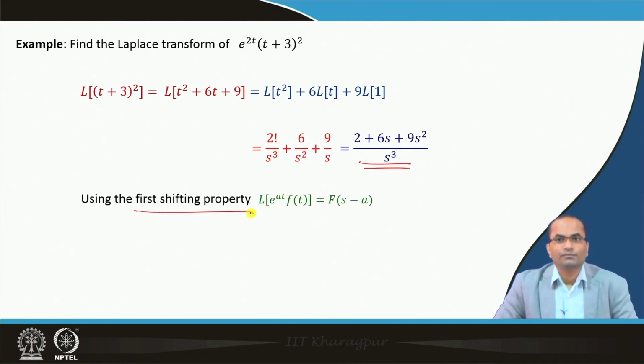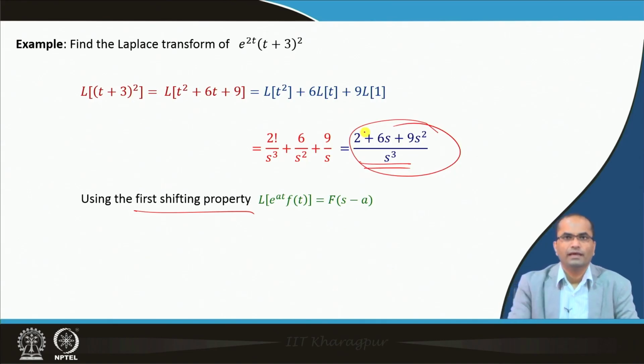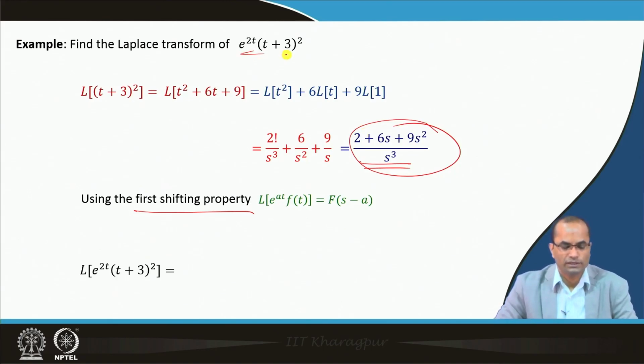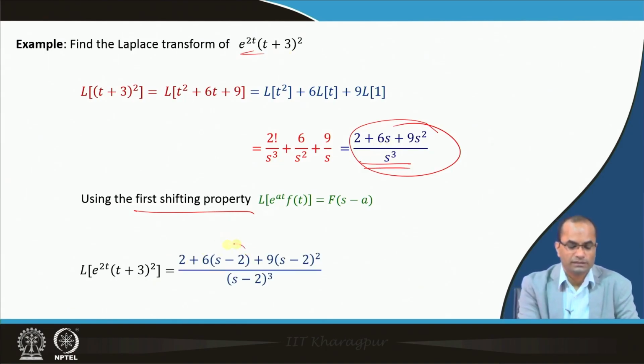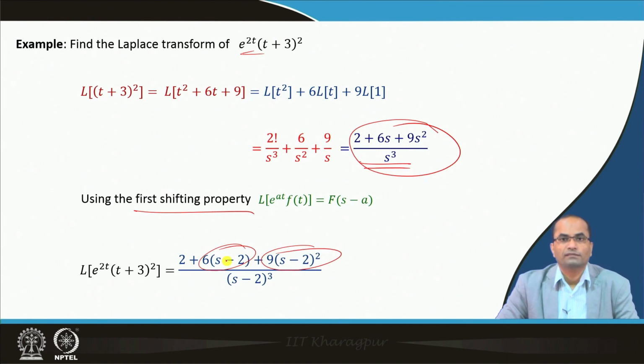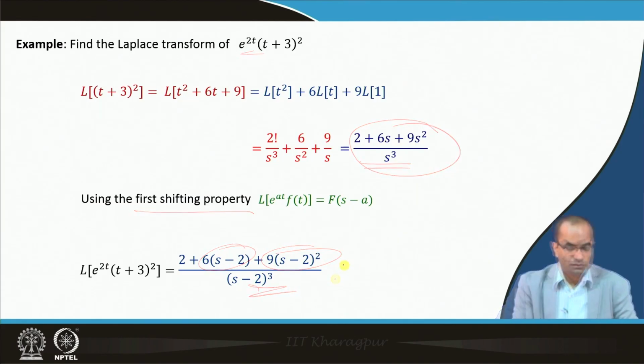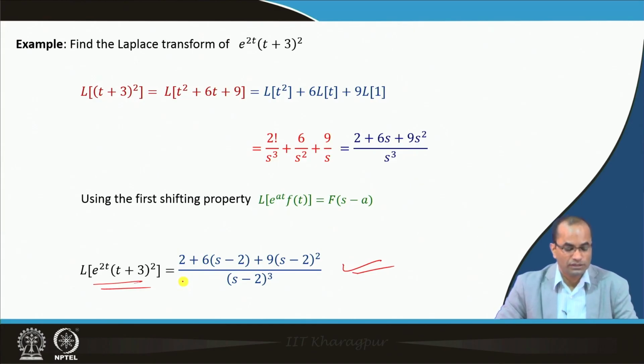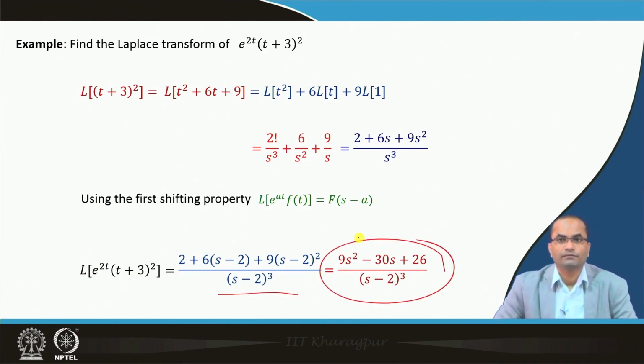Then using the first shifting property, which says that the Laplace transform of e to the power a t times f(t) will be F(s minus a). So now the s in this expression will be replaced by s minus a, and a in our case is just 2. That means we have 2 plus 6(s minus 2), and then 9(s minus 2) whole squared, divided by (s minus 2) cubed. So this is the Laplace transform of e to the power 2t times (sin t plus 3 squared), which again can be simplified to finally give this expression here.